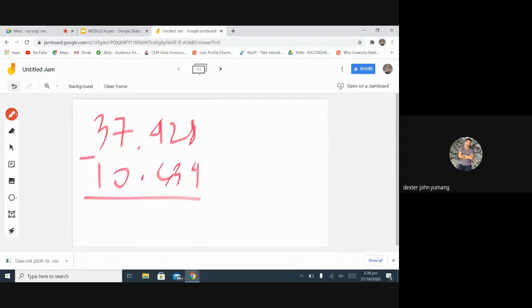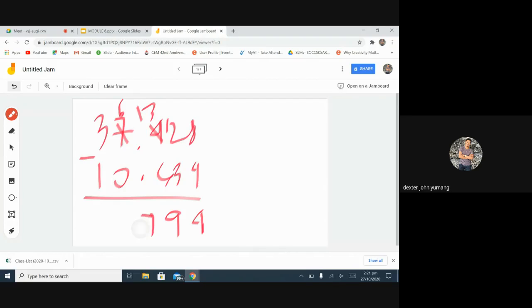So 8 minus 4, that is 4. 2 minus 3, what will happen? Borrow, yes. Tama si Art Louie. Borrow po tayo. 2 minus 3, magiging 12 na siya. Ito siya magiging 3. So 12 minus 3 is 9. So we have 3 minus 6 cannot be borrowed. So magiging 6 na po yan. So 13 minus 6 is 7.